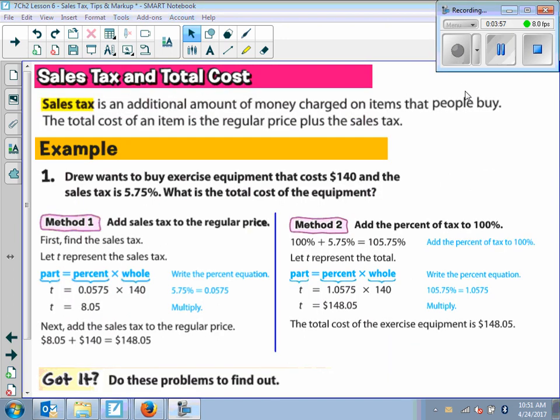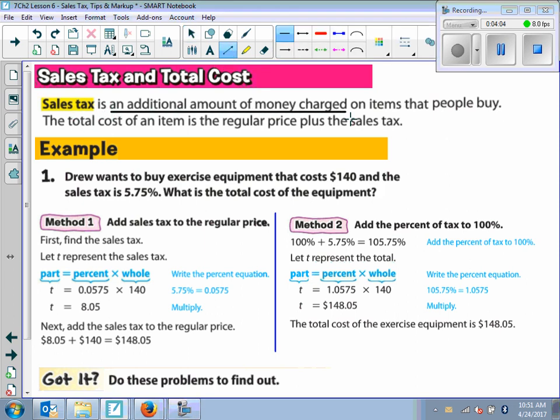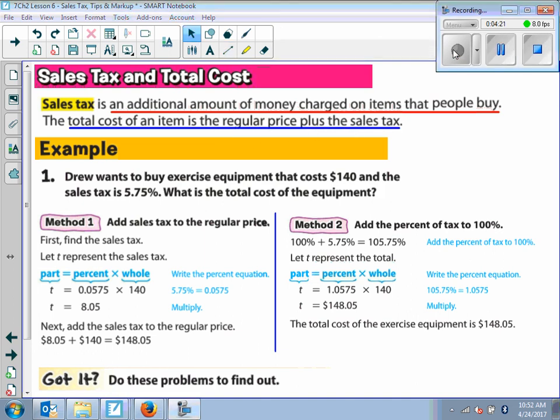So sales tax and total cost. I want you to make sure you write down these definitions. The sales tax is an additional amount of money charged on items that people buy. And the total cost of an item is the regular price plus the sales tax.